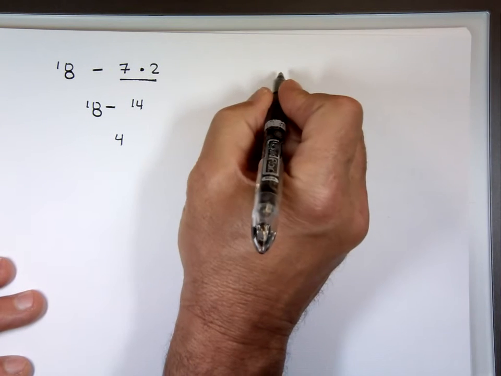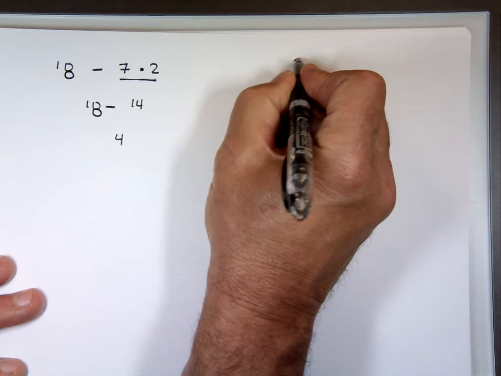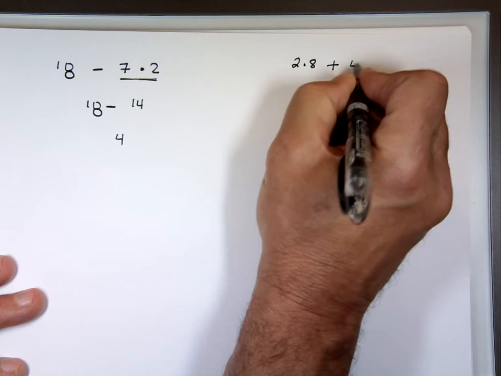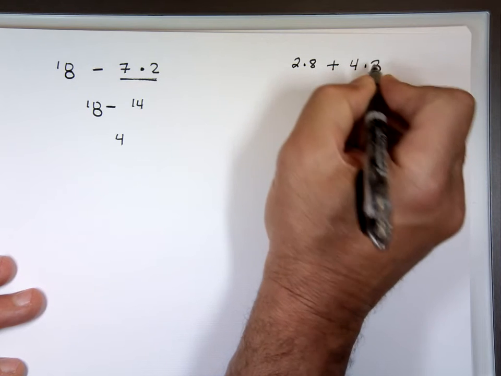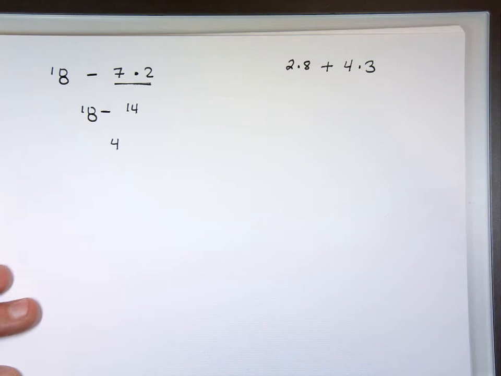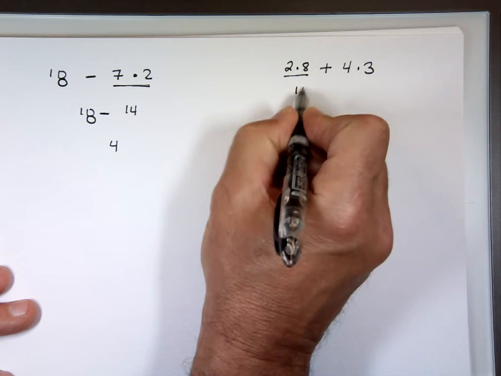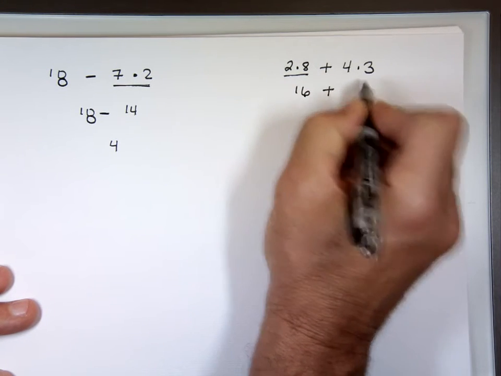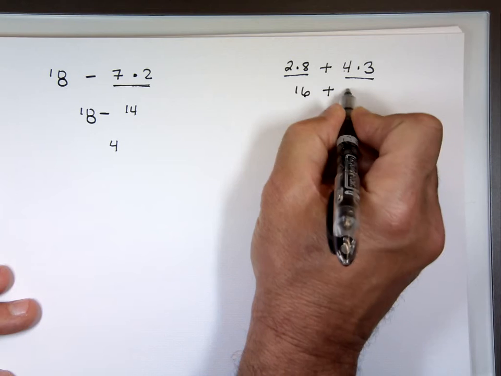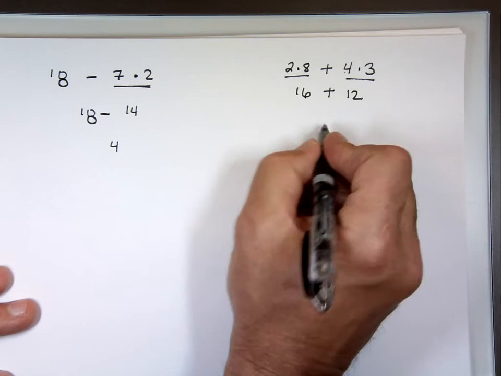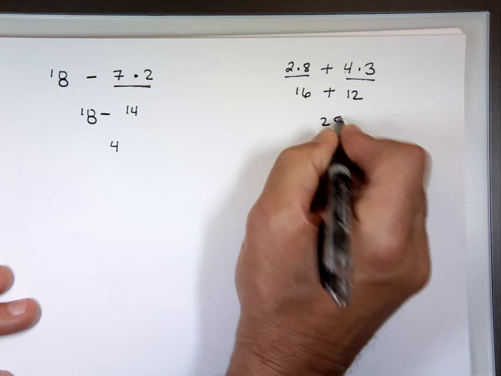Let's try another one. 2 times 8 plus 4 times 3. You have to multiply first. 2 times 8, 16. Plus, you have to multiply these, 4 times 3. What's 16 plus 12? 28.